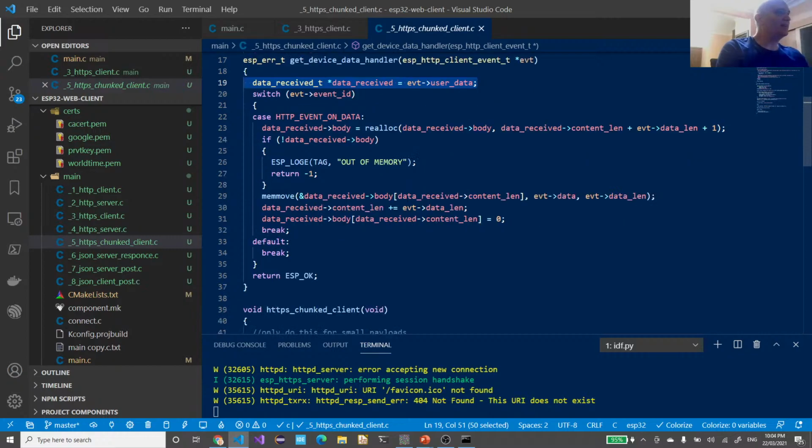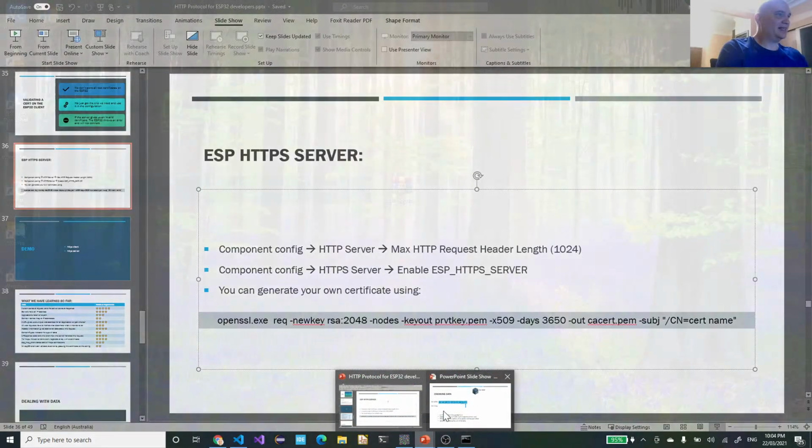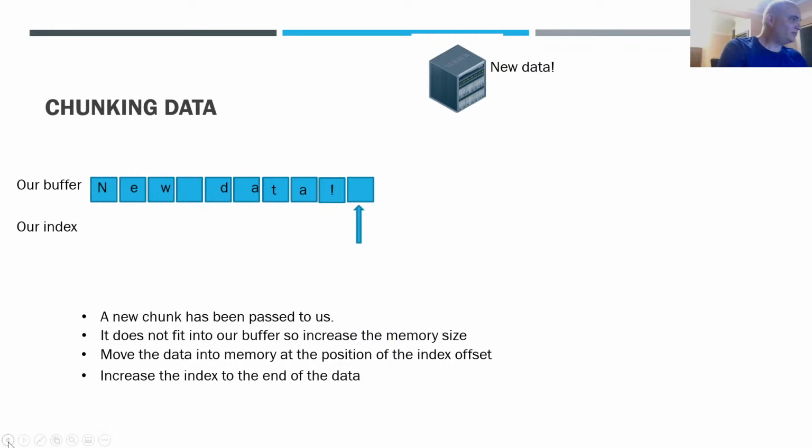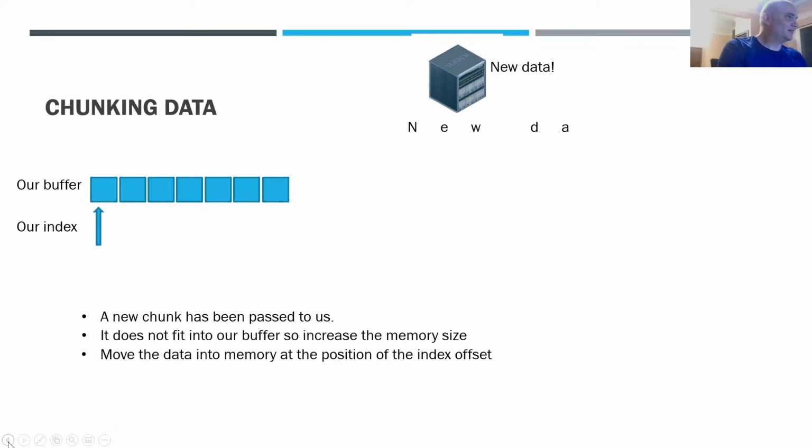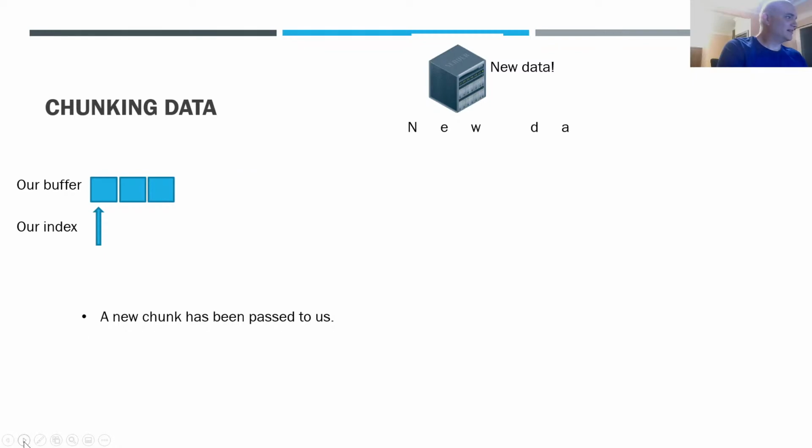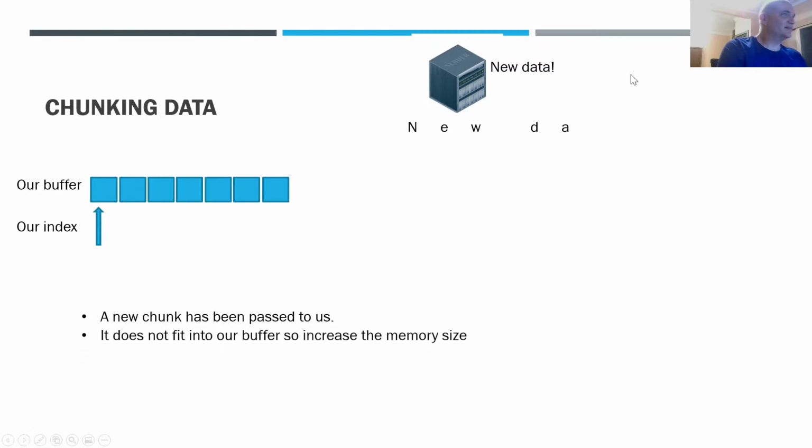Now what we can do is reallocate the size of that body to equal the data received content length, how long the actual data is, plus the data length that we just got in. So just coming back to here, this is what we've done. We've got this chunk, and now we're seeing how big it is, and now we're reallocating it to a new size.